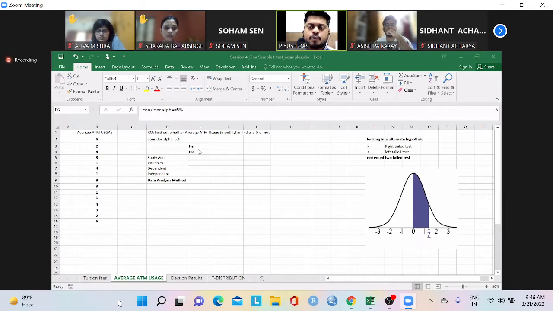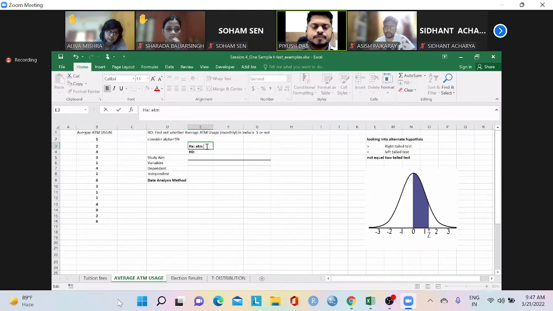Equal to sign always will be there in your null hypothesis, whether it is a right tail, left tail, two tail, whichever hypothesis you are going to write, whether it is given or not, you have to write it. So status quo means something is equal, something remains same. So with that philosophy, what will be our alternate hypothesis? Sir, average ATM usage is not equal to 5. So that is what we want to prove here, right? ATM usage is not equal to 5, right?